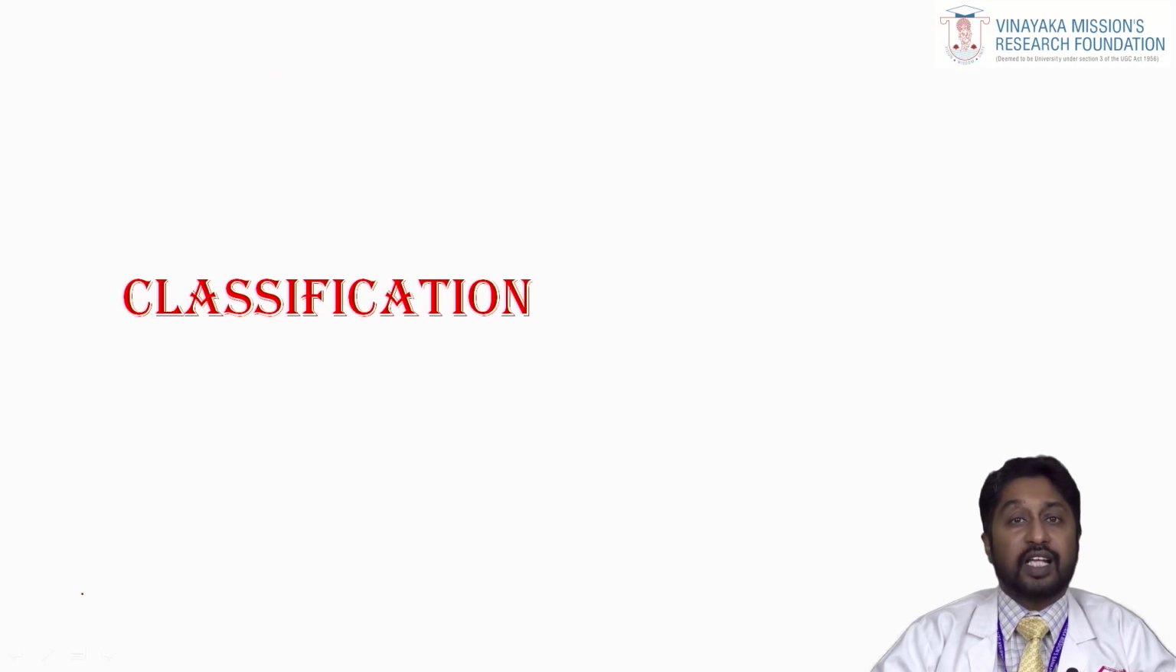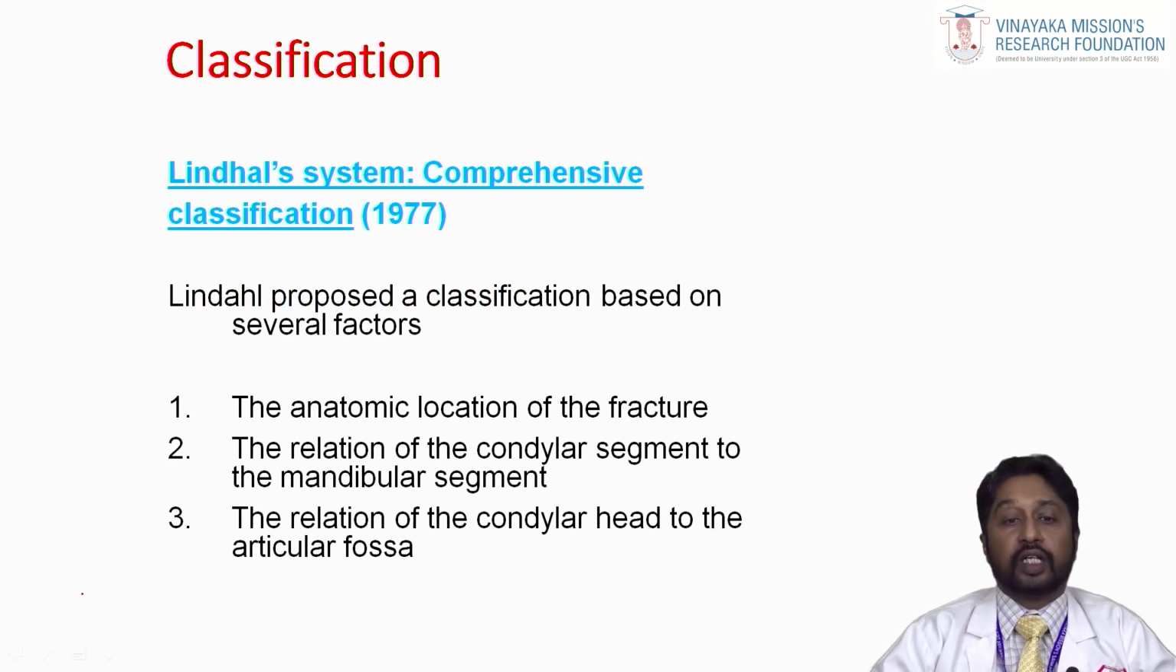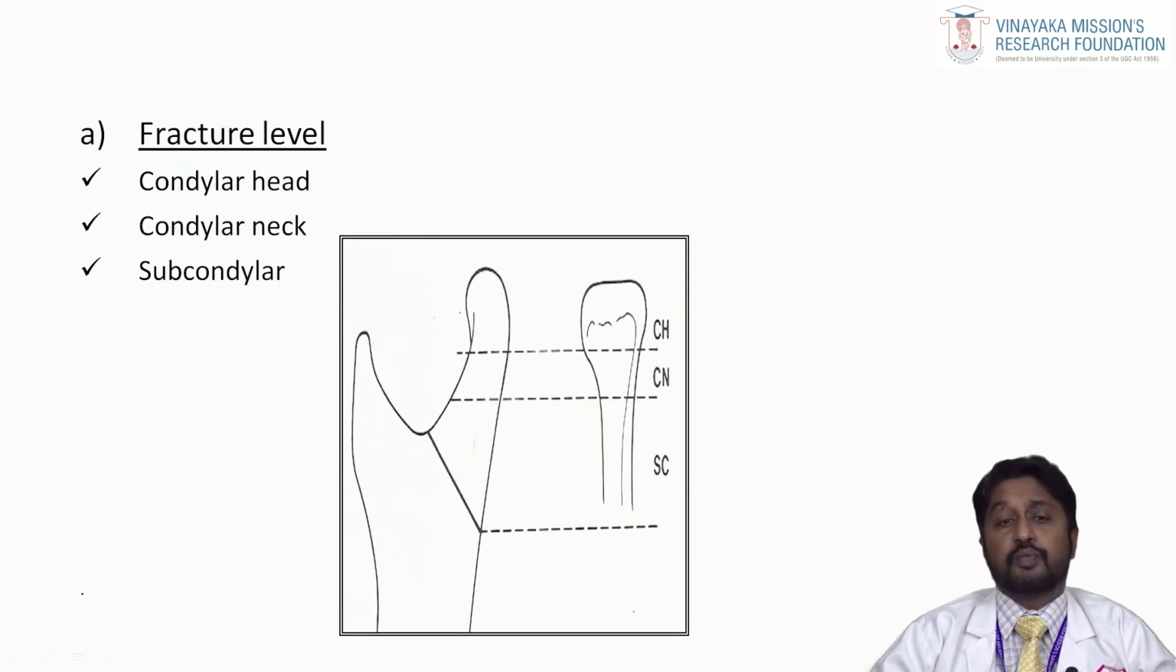First we go for the classifications. Lindell's system is a comprehensive classification from 1977. Lindell proposed a classification based on several factors: the anatomic location of the fracture, the relation of the condylar segment to the mandibular segment, and the relation of the condylar head to the articular fossa. The fracture level can be at the condylar head, CH; next the condylar neck, CN; and then the subcondyle. This is how the fracture level goes.